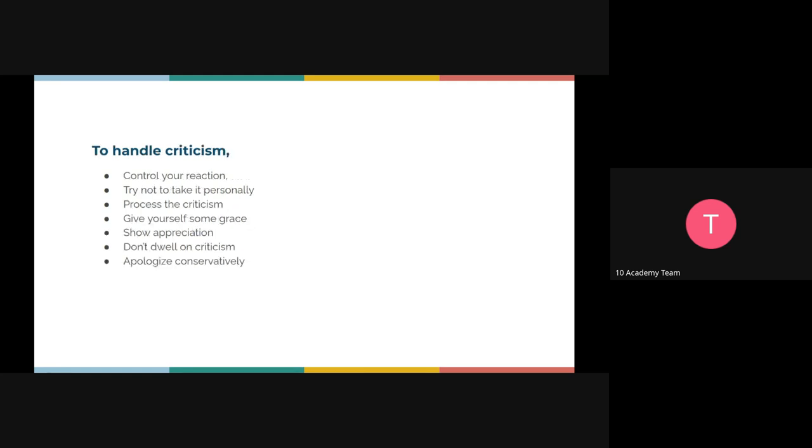We missed the slide. So how to handle criticism. When you're given a critique, how are you going to handle it? We've talked about it in a way, but basically just control your reaction. Your reaction can be taken as an indicator of maturity or professionalism, and then try not to take it personally. It's not about you, it's about the work and the project.